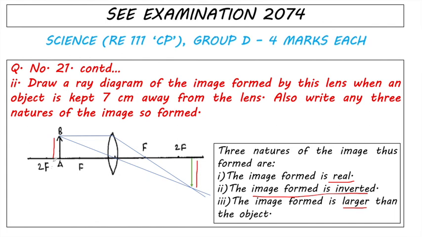And whenever the object is placed between F and 2F, the image formed is always larger than the object.